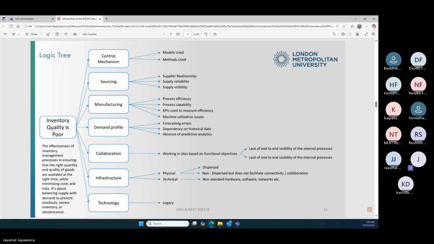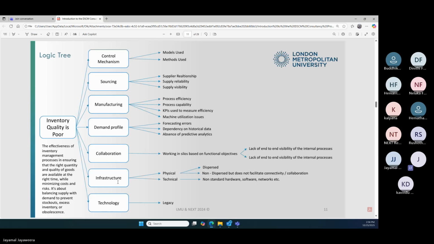What could be another root cause for inventory quality being poor? Collaboration. Are supply chain stakeholders working in silos? Are they working together as a team? Infrastructure. Does the warehousing infrastructure need a major overhaul? Right? Is it too small for the operation?